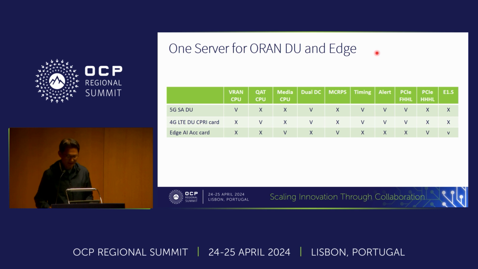Also, I list a table to show you how we configure to 5G standalone or 4G or edge AI server. I take the timing module as an example. Only DU needs a timing module. So for the timing module, I can install it on the 5G, 4G server. But if you use it for edge AI server, you don't need this module. You just simply remove it.